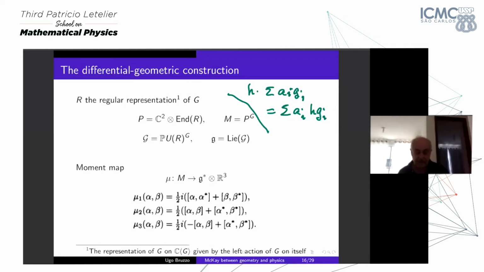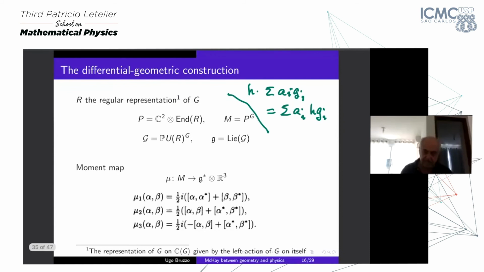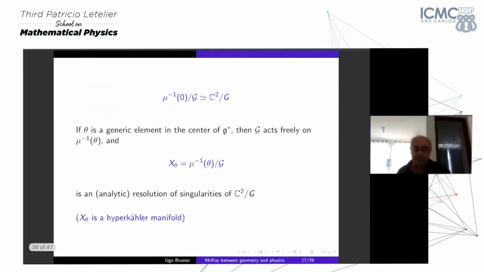And then we define a moment map, which is actually a triple of moment maps, right? So it is a map from the manifold to R3 times G star. And these are the three; here the moment map is written explicitly. And what happens is that if you take the zero level set of the moment map and you take a quotient by the group script G, what you get is the singular quotient.